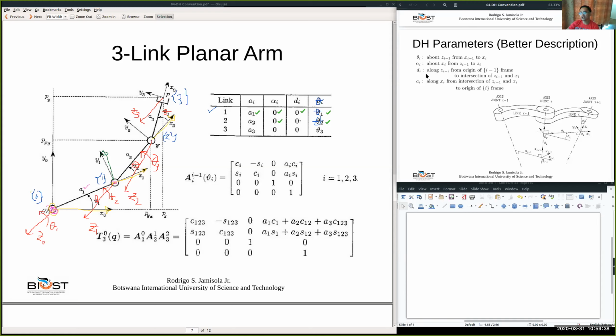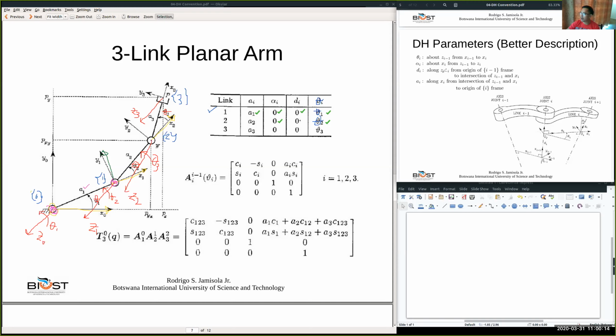Okay, now D2 is along Z1. Where is Z1? This is Z1. We're looking for D2 along Z1 from the origin of frame 1. So for frame 1, this is the origin. Okay, let's make it pink. This is the origin.